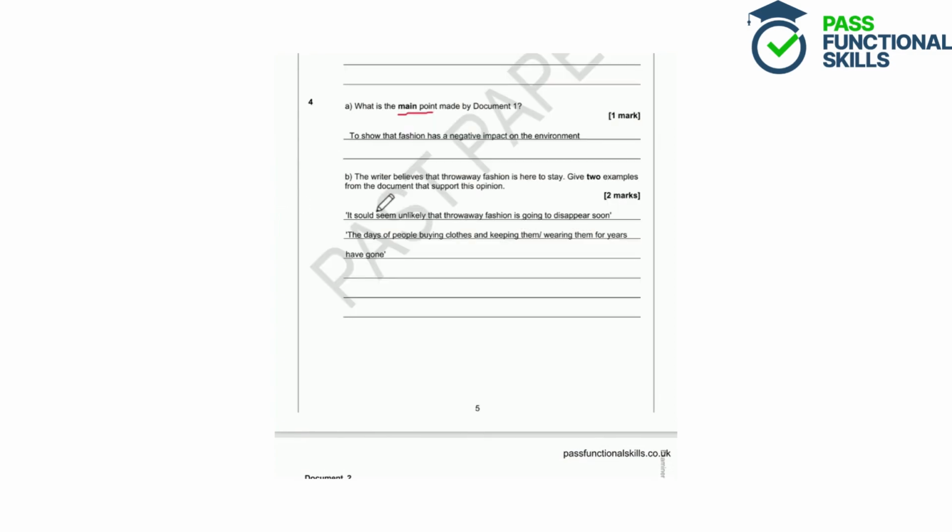Question 4b. The writer believes that throwaway fashion is here to stay. Give 2 examples from the document that support this opinion. So we need to look for 2 examples from the document that support the opinion that throwaway fashion is here to stay. So it's not going anywhere. So we can look for anything where the author literally says that it's not going to disappear soon, which we can see here. So it would seem unlikely that throwaway fashion is going to disappear soon.